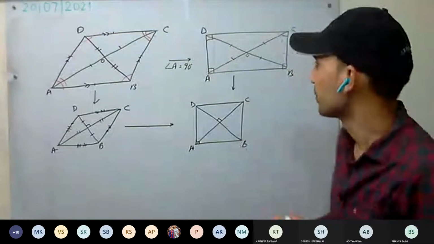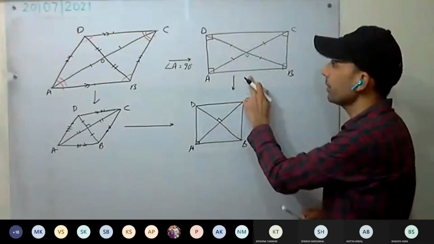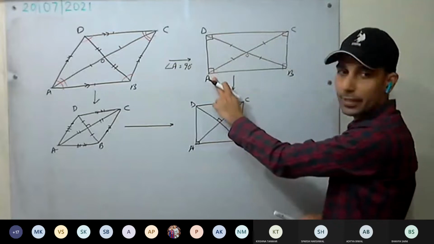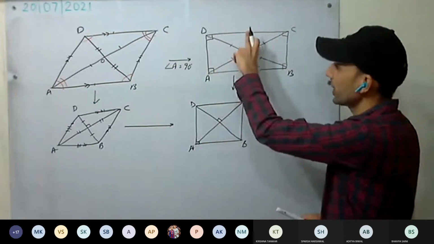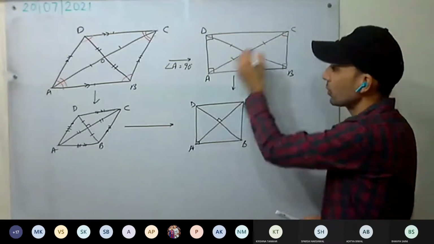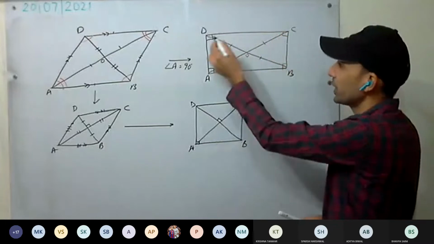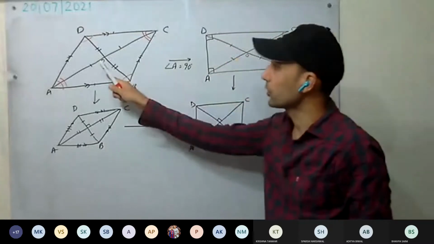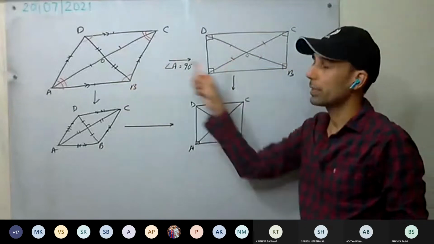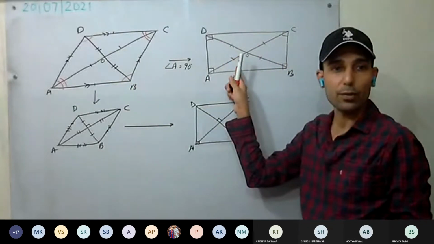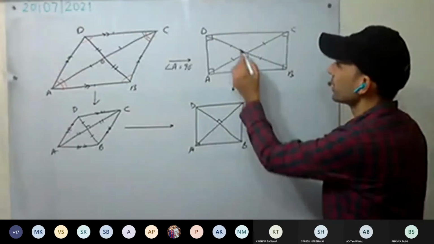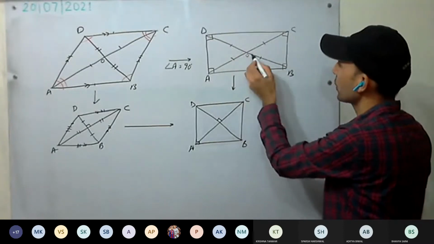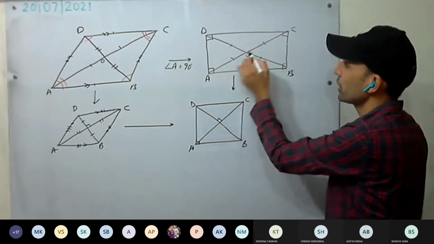In rectangle, all the four angles are 90 degree. You all know. Opposite sides are equal and parallel. Diagonals are also equal. AC equals BD, and diagonals bisect each other. So in rectangle, all the properties of parallelogram are there. They bisect each other, and OA equals OB equals OC equals OD.